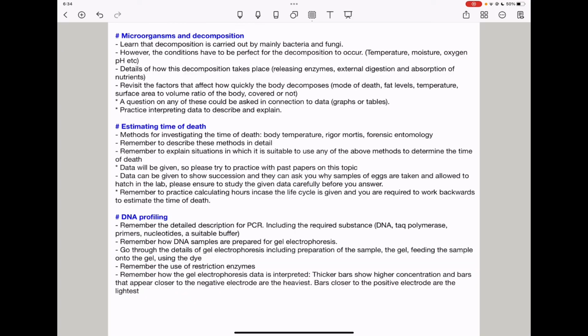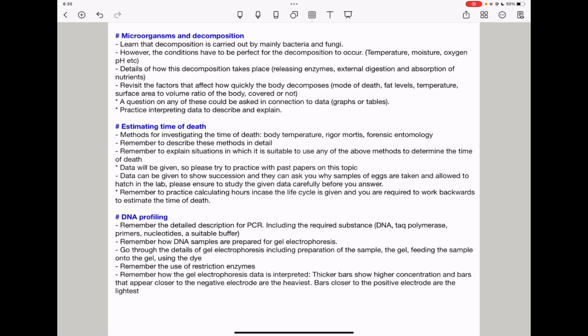You need to remember how DNA samples are prepared for gel electrophoresis. You need to go through the details of gel electrophoresis, including preparation of the sample, preparation of the gel, feeding the sample into the gel, and which suitable dyes are used and why they are used. Please remember that restriction enzymes are used in order to fragment sections of DNA, and the same restriction enzyme is going to be used in case specific sections are required to be cut at the same position.